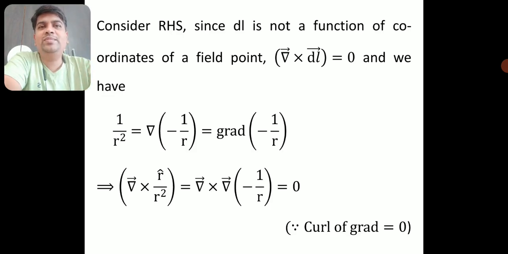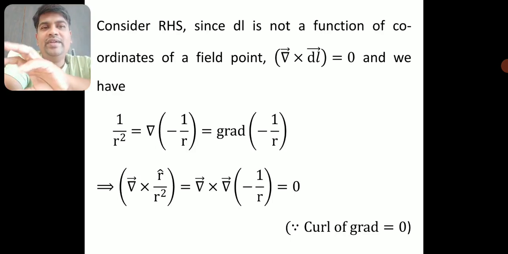Divergence is dou by dou x plus dou by dou y plus dou by dou z. It is nothing but dou by dou r. So dou by dou r of minus 1 by r is the gradient of minus 1 by r. For a scalar it is a gradient; for a vector we call it a divergence. So 1 over r square can be written as the gradient of minus 1 by r.